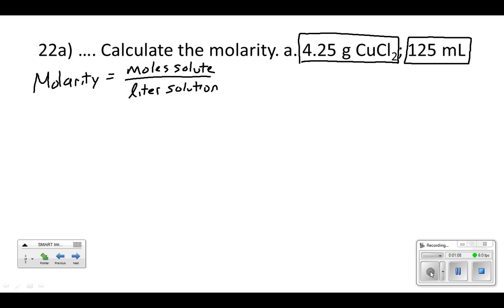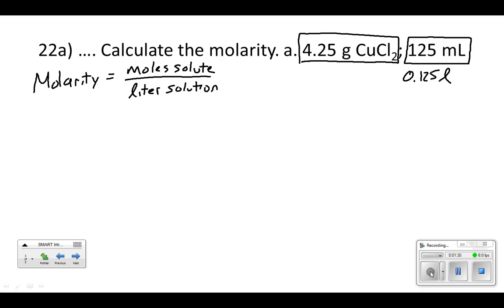Let's just go ahead and do that now. We can probably recognize that a milliliter is 1/1000th of a liter, so to make this conversion, we can just move the decimal point over 3 to the left, and this will be 0.125 liters. Okay, but we're going to have to take a little longer to do the grams to moles conversion.